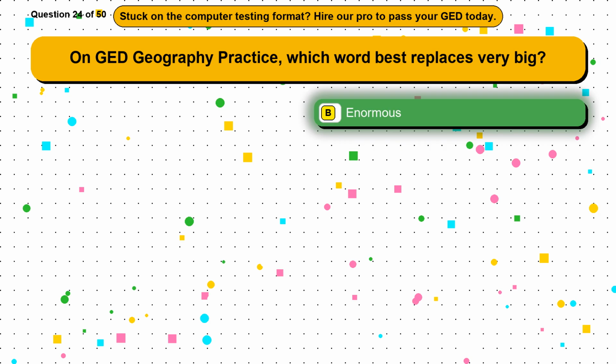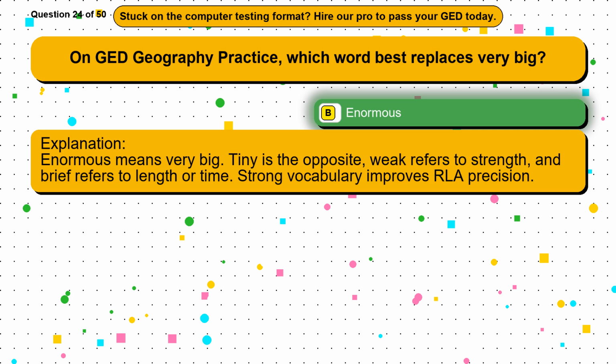The correct answer is option B. Enormous. Enormous means very big. Tiny is the opposite, weak refers to strength, and brief refers to length or time. Strong vocabulary improves RLA precision.